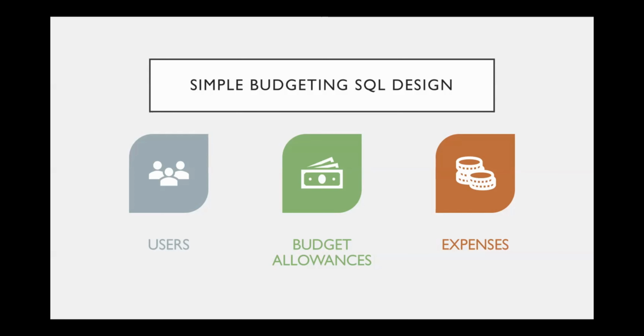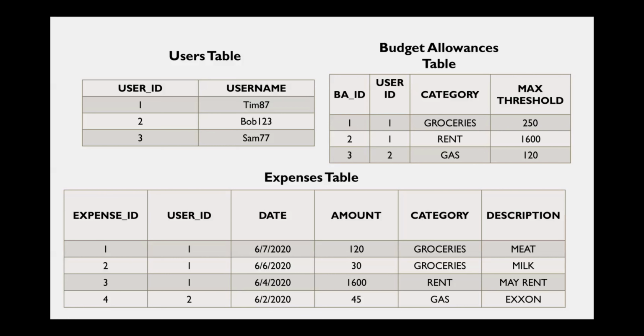Here's how the schema might be structured in a SQL data store. Users are stored in the users table by their unique ID and username. The budget allowances table holds each user's budget allowances given by an ID, category, and a max threshold. This table contains a foreign key which links it to the user's table. Finally, the expenses table stores the date the expense was made, the amount, the category, and the description.